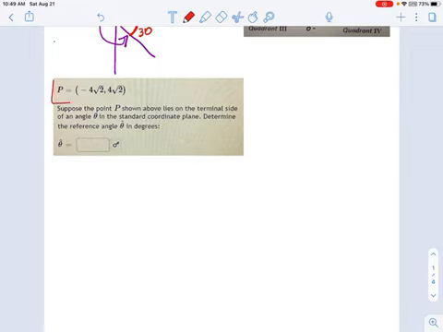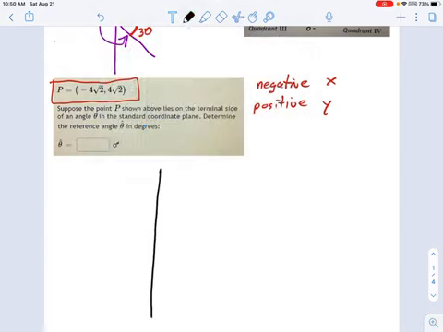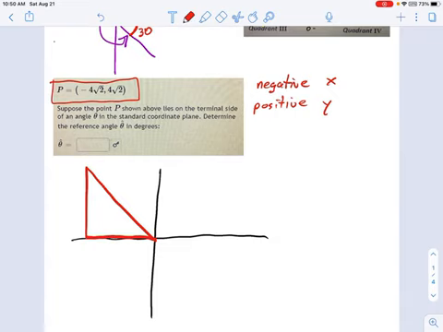Take a look at that coordinate again. Negative 4 radical 2 and 4 radical 2. So what that's saying is negative x and positive y. So let's draw ourselves a standard coordinate plane with a triangle in it. That's always a good place to start. What would this triangle look like? Let's make it nice and big. Negative x, positive y. That's going to look like this. There's my negative x, and positive y is going up this way. So here's a triangle in quadrant 2.